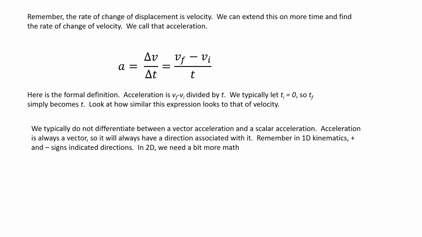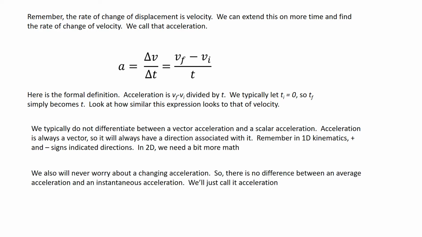We typically do not differentiate between a vector acceleration and a scalar acceleration. Acceleration is always a vector, so it'll always have a direction associated with it. Remember, in 1D kinematics, plus signs represent positive motion, negative signs indicate negative motion. Those are the directions. In 2D, we're going to need a little bit more math.